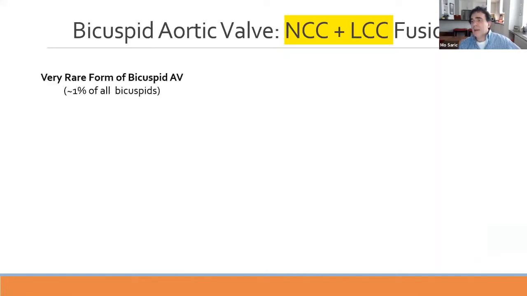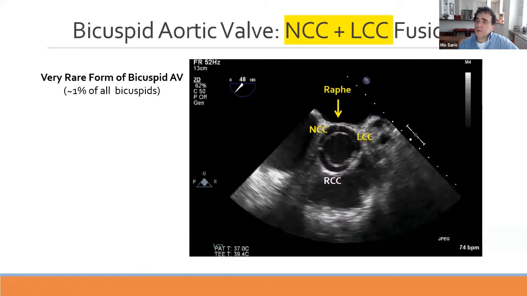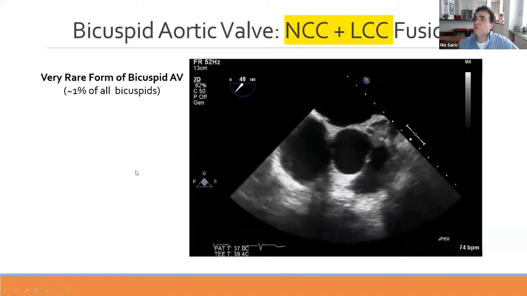And the remaining pattern, of the non and the left coronary cusp, is very rare, maybe 1% of all bicuspids or even less. And this is one such case where there is a very tiny raphe between the non and the left coronary cusp on a transesophageal echocardiogram, first on a still image and now on a moving image.